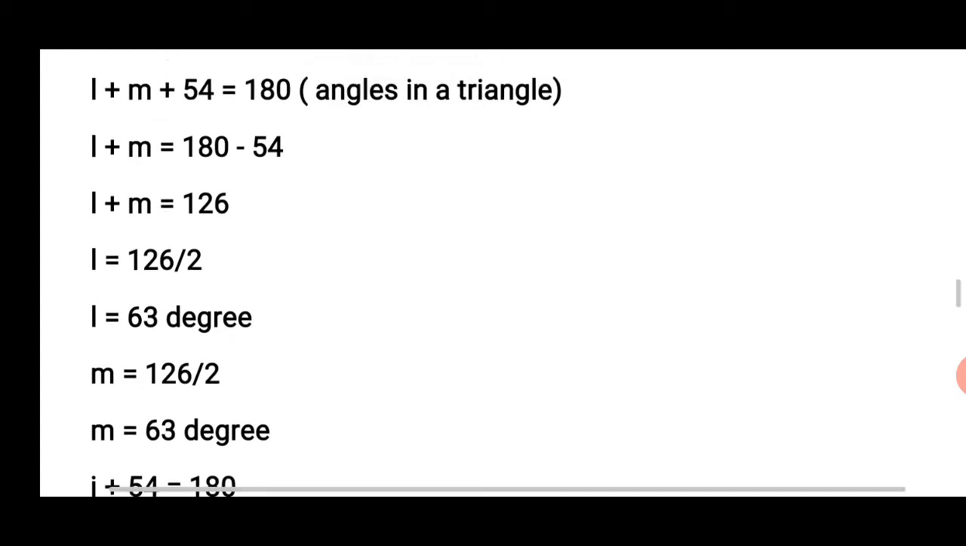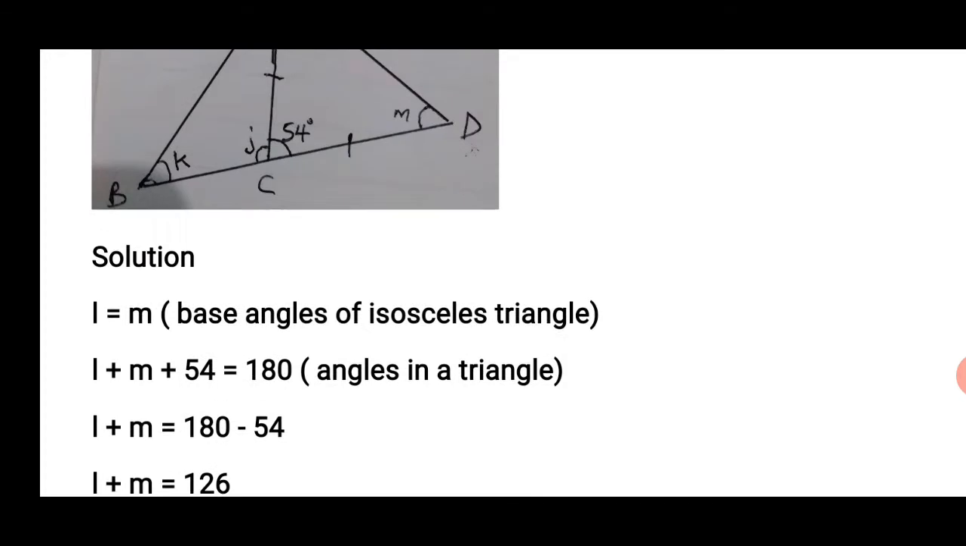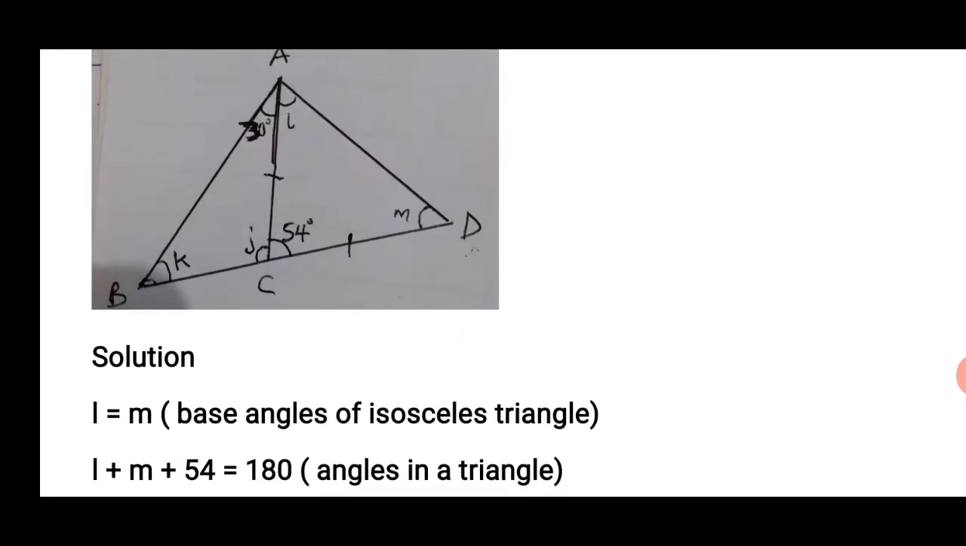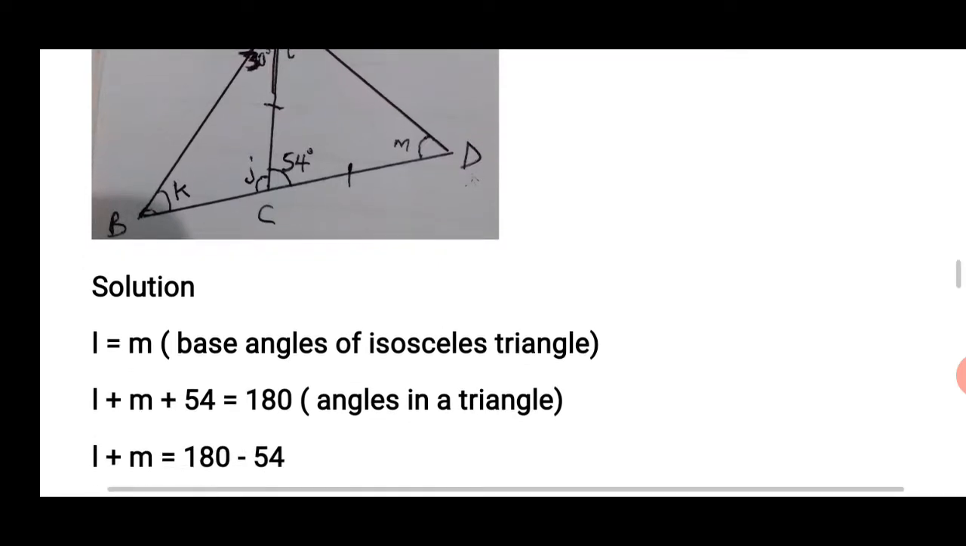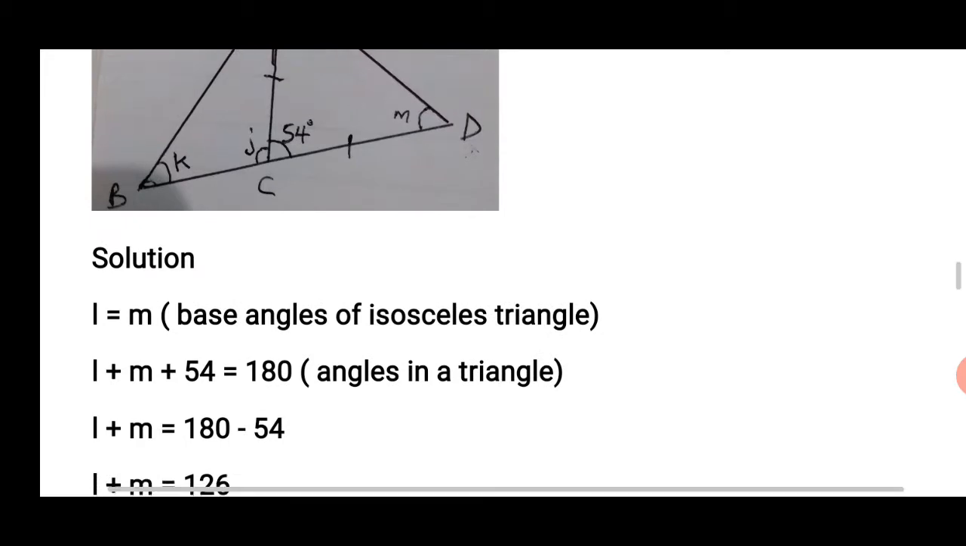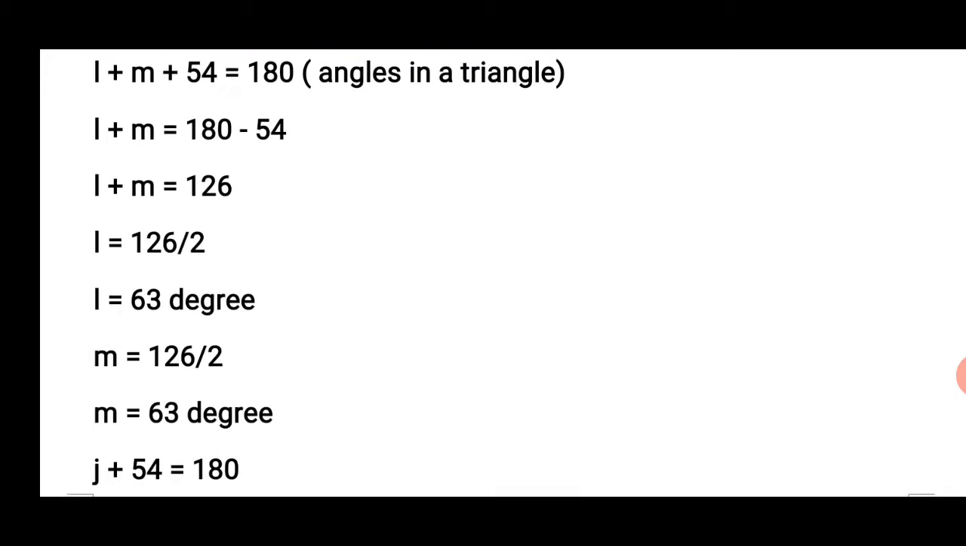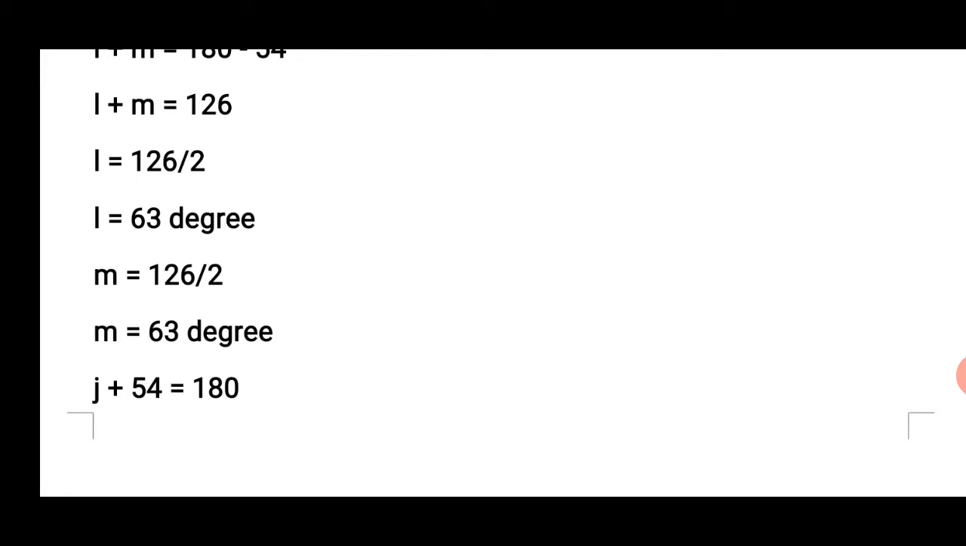Then we are looking for the next letter to be determined. In this case, we are not following alphabetical order. We started from L, then we found M, L and M. Then we now go to J. To find J, we should have also started from J because it is easy for us to find angle J. Angle J and 54 degrees lie side by side, that is, they form angles on a straight line. So J plus 54 must give us 180 degrees, as stated here. J plus 54 is equal to 180 degrees.